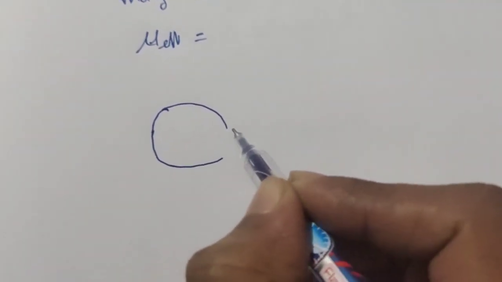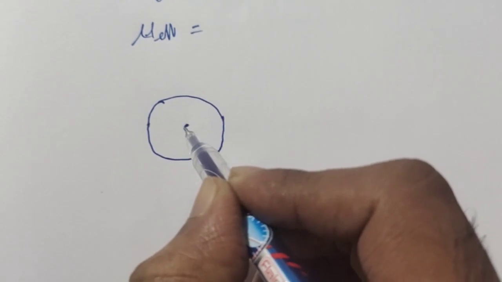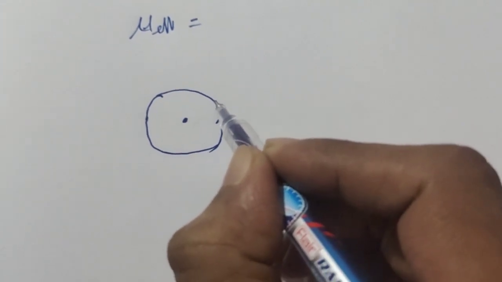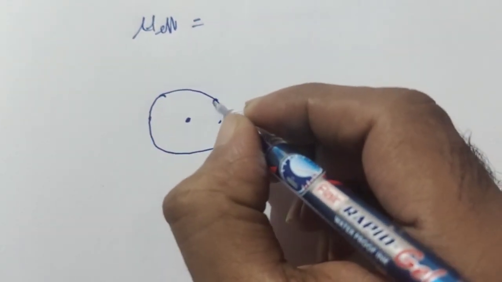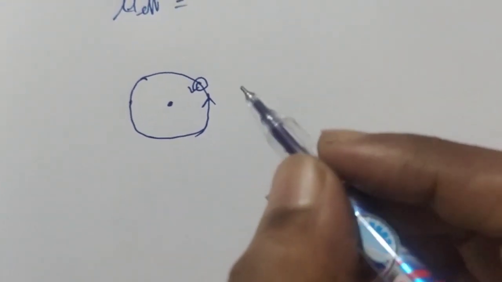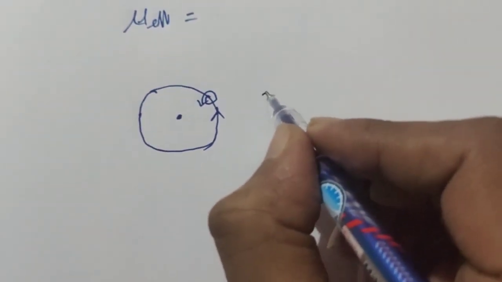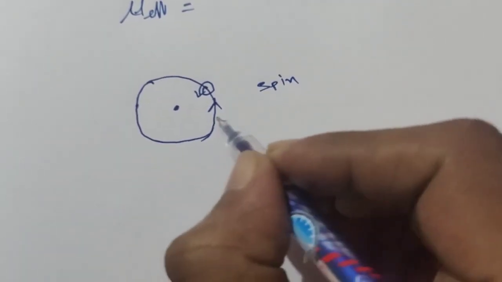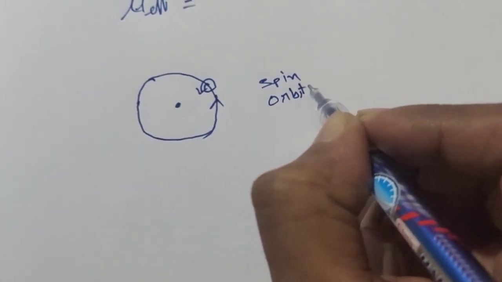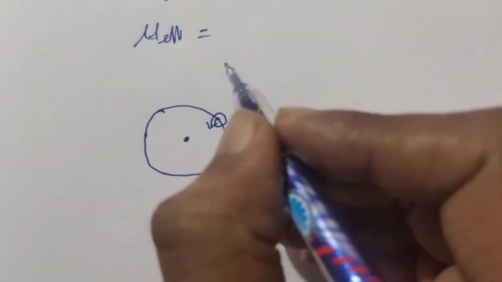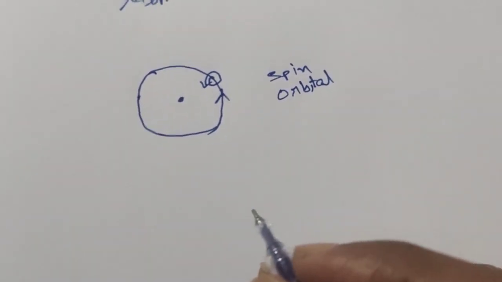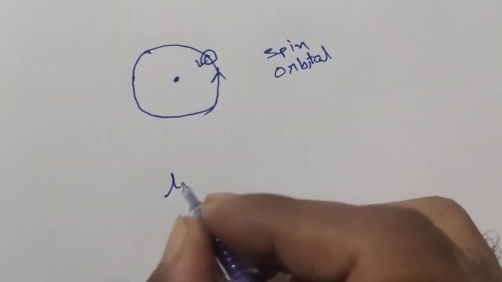So here, if we consider the movement of the electron, it revolves around the nucleus like this. Again, the electron itself revolves around its own axis. So there are two kinds of magnetic moment generators: one is for its spin and another is for its orbital movement. So there are two components to the overall magnetic moment.